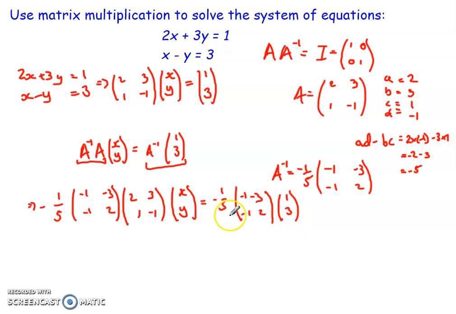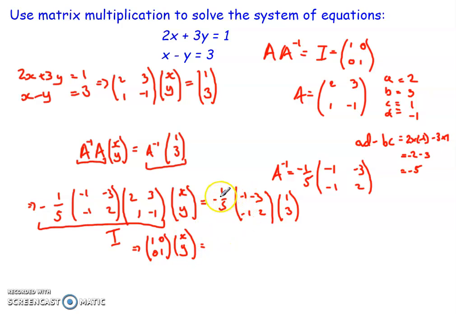Now remember, it's kind of like algebra. I've multiplied this side by the inverse. I have to do the same to this side. What you do to one side, you have to do to the other. Now what that means is I know that this here, A to the minus 1 times A, that's going to give me my identity matrix. So what that means is that my left hand side is going to simplify to 1, 0, 0, 1, and my x and my y.